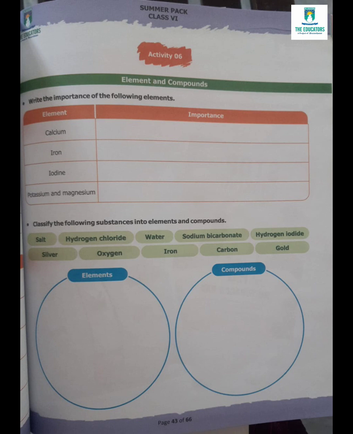Our next question is, classify the following substances into elements and compounds. We have to write the elements in the element circle and the compounds in the compound circle. For example, oxygen is an element, so we will write it in the element circle, and water is a compound, so we will write it in the compound circle. Similarly, we have to write all other elements and compounds in their respective circles.